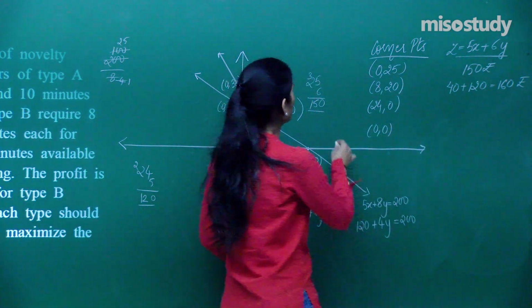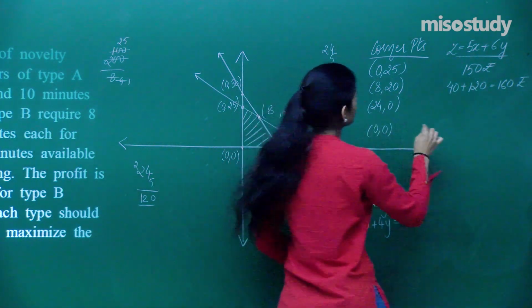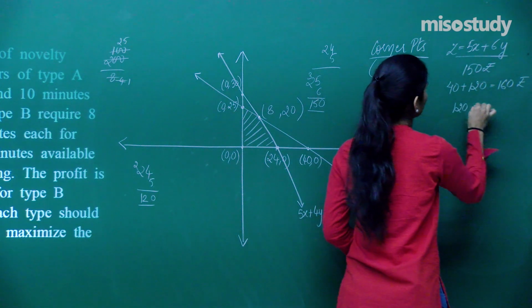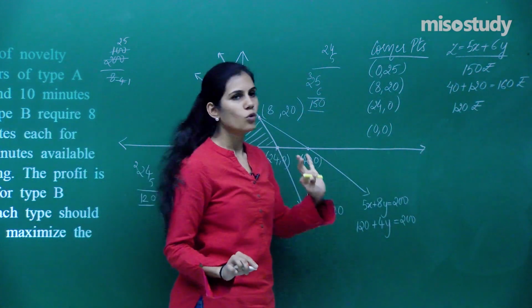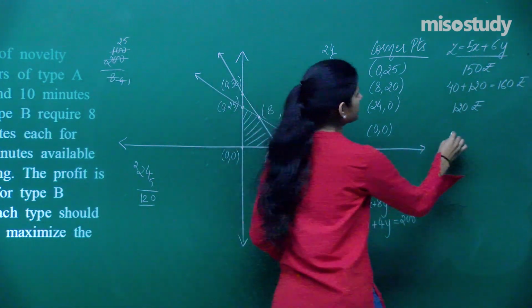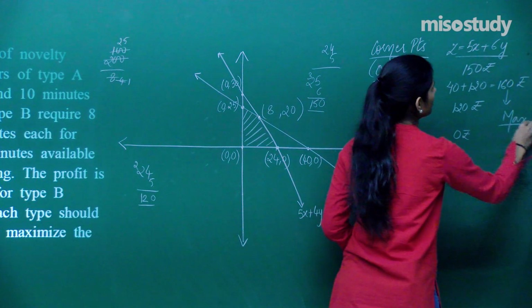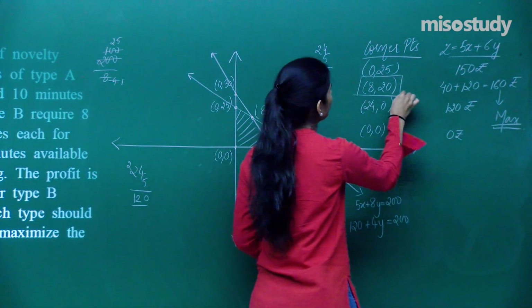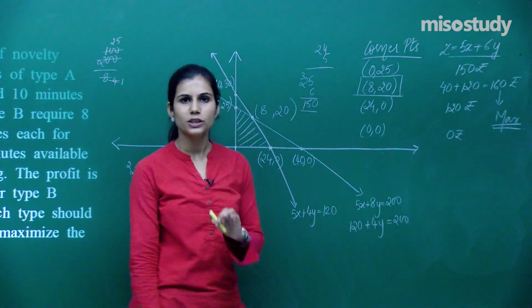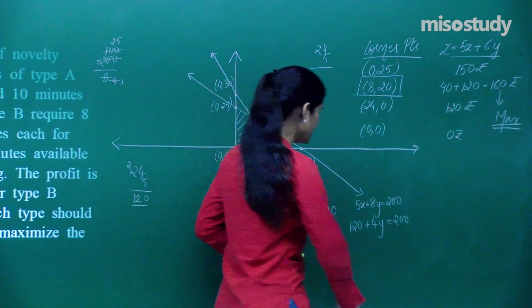What is 24 into 5? We already calculated. It's 120. If you manufacture 24 souvenirs of type A and no souvenir of type B, 120 rupees profit, and here 0 rupees profit. So obviously this is my max. Max profit is 160 rupees, which is earned when you manufacture 8 souvenirs of type A and 20 souvenirs of type B. That is my optimal solution. Is it clear?